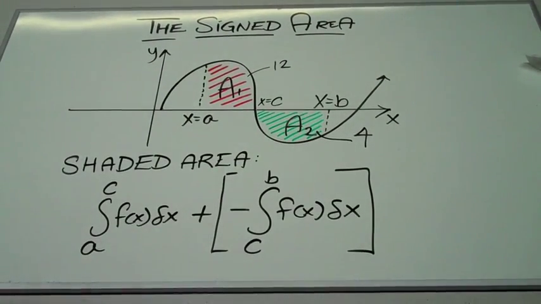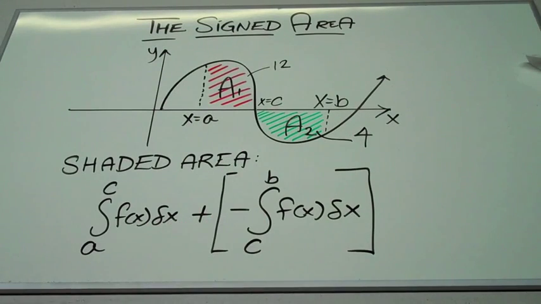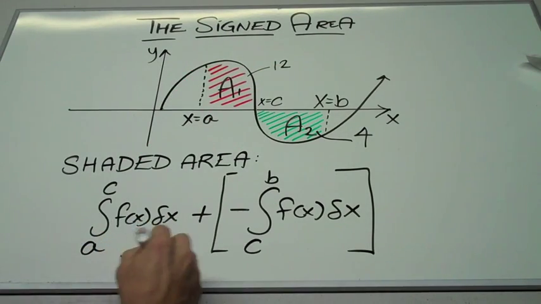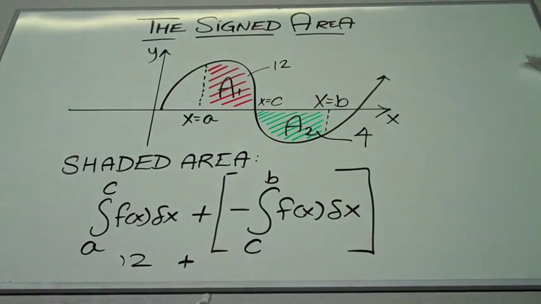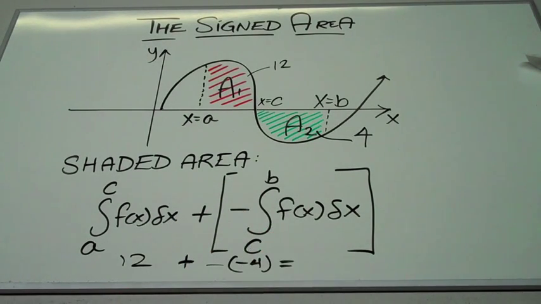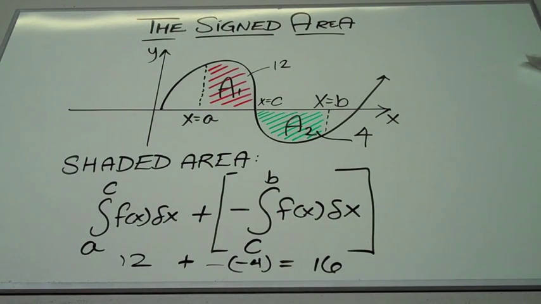If, however, I have the same drawing and the same curve, f of x, and I want to find the shaded area, in other words, all of the area here plus all of the area there, I have to take the integral of a to c of f of x dx, that's a1, which is 12 units, and add it to the opposite of whatever I get here below the x-axis. The opposite of that would be minus 4. So I will get 16 square units for the total shaded area. If we're talking about kinematics, this is associated with distance, total distance.